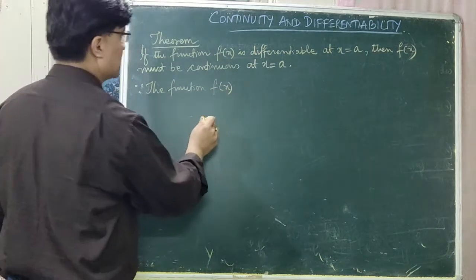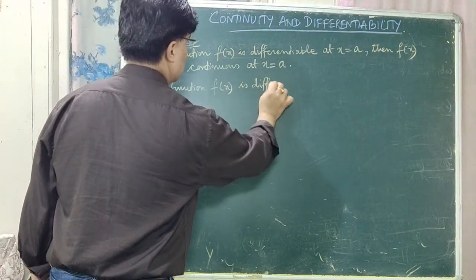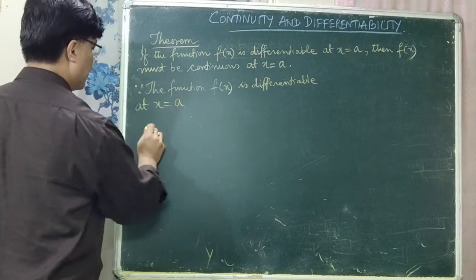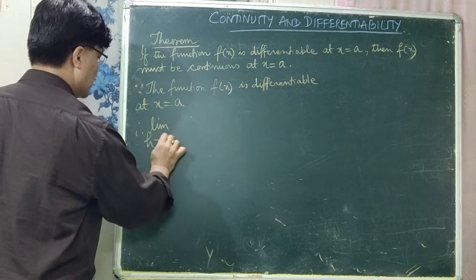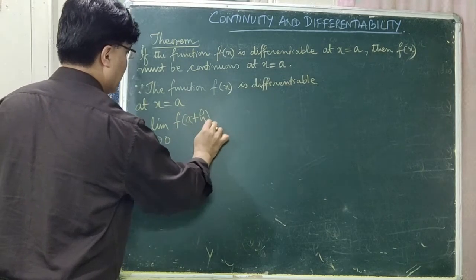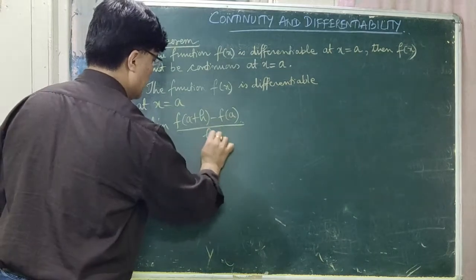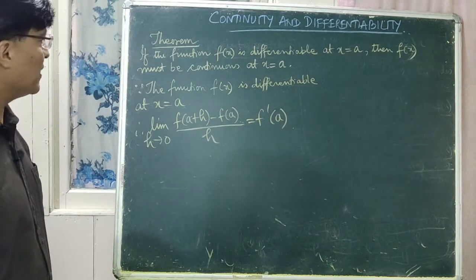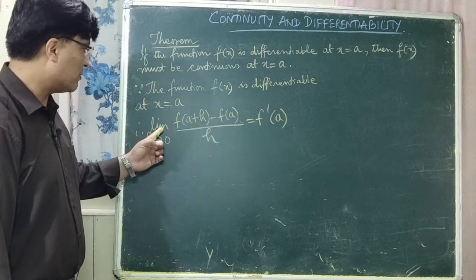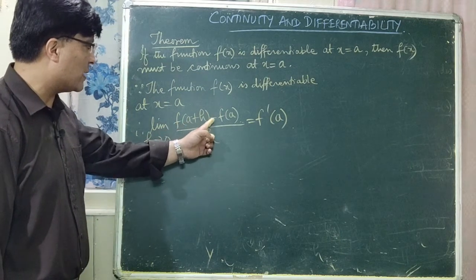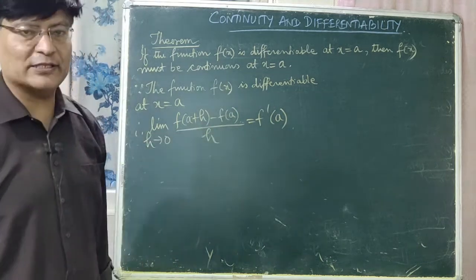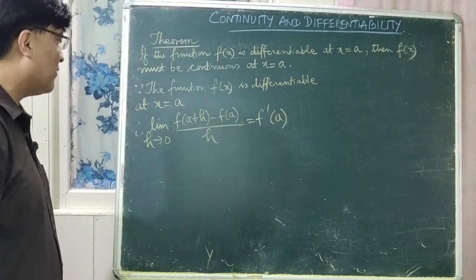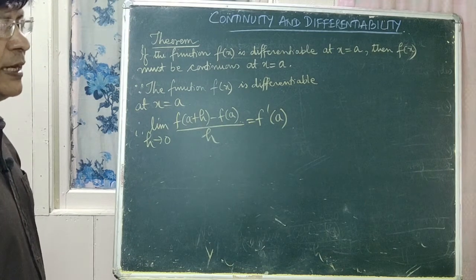the function f of x is differentiable at x is equal to a, therefore limit h tends to 0 f of a plus h minus f of a divided by h is equal to f dash of a. Since it is given that the function f of x is differentiable at x is equal to a, therefore what can we write? Limit h tends to 0 f of a plus h minus f of a whole divided by h is equal to f dash of a. Is that clear? So we can write down from the definition, that is, limit h tends to 0 f of a plus h minus f of a whole divided by h is equal to f dash of a.